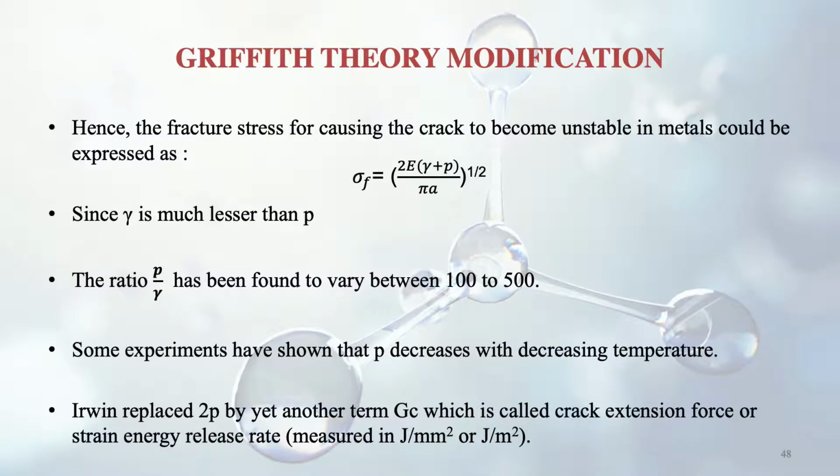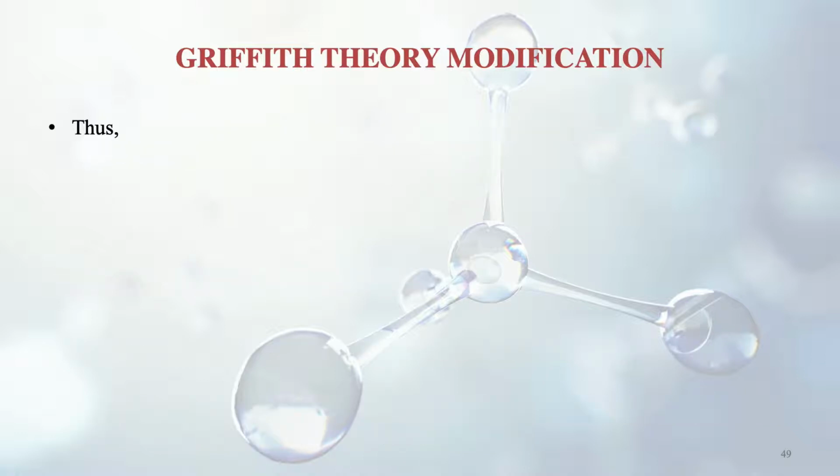Irwin then replaced 2P by yet another term, that is GC, which is called crack extension force or the strain energy release rate, and its unit is given in joule per millimeter square or joule per meter square. So Irwin did another modification. Thus he got a new formula: sigma F is equal to the root of E into GC divided by pi a. You can see that the root of 2P term that was coming has been replaced by GC. So now KIC will become sigma F into Y into root A, which is the previous term, and GIC will then be equal to KIC square by E.